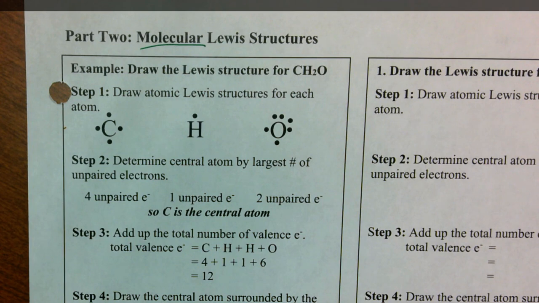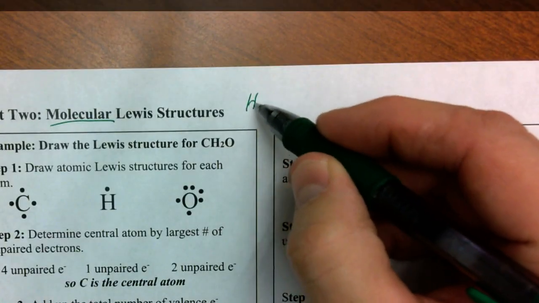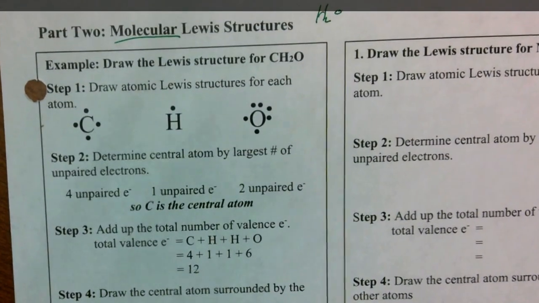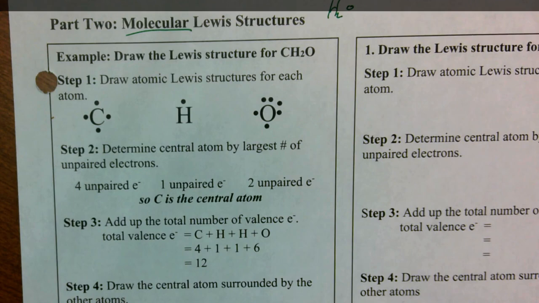And the purpose of doing this is to understand, one, where are the bonds and what kind of bonds are they? And the molecular Lewis structure also helps us determine the shape of the molecule, which helps us to determine if the molecule is polar or not. So remember water, right? H2O is a polar molecule, and that gives it certain properties, like it dissolves a lot of things, or it has a high boiling point. And so determining whether or not a molecule is polar or nonpolar starts with drawing the Lewis structures.